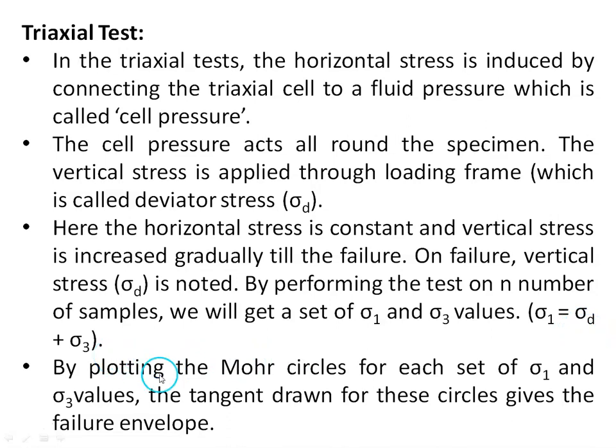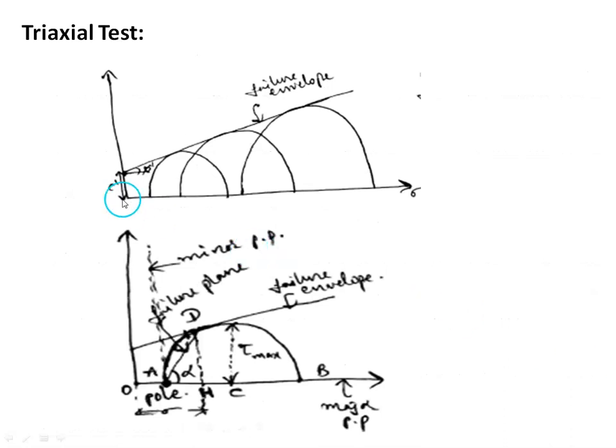Then by plotting the Mohr circles for each set of sigma 1 and sigma 3 values, the tangent drawn to the circles gives the failure envelope. So for each specimen tested, we can draw the Mohr circle by taking the major principal stress and minor principal stress, then taking the center point and taking the AC value as radius and C as center, we can draw the Mohr circle. Similarly for the second sample and third sample, we can draw the Mohr circles.